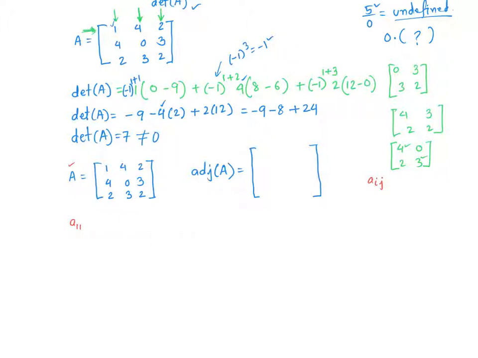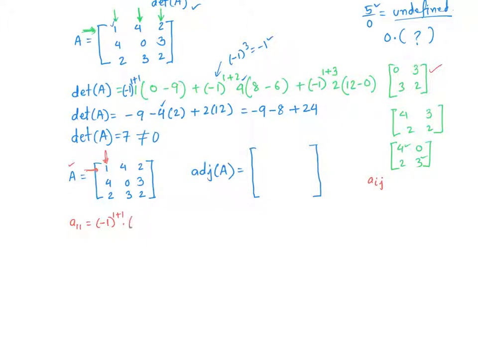Okay, now let's look at the first row and first column, which has a 1. I'm going to write it as negative 1 raised to the power 1 plus 1, times the determinant of the matrix. If you ignore the first row and the first column, you will be left with the matrix 0, 3, 2, 3, 2. Now the determinant of that is going to be 0 times 2 minus 3 times 3.